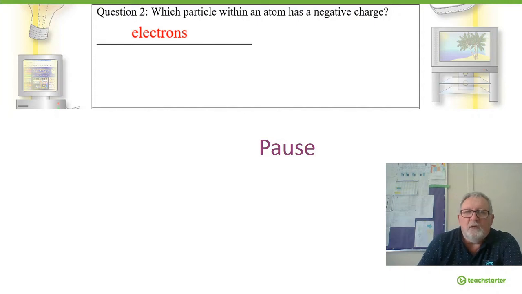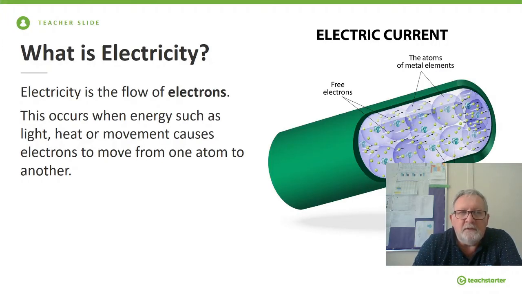How did you go? Did you say electrons? They have the negative charge. All right, let's move on to the next slide. What is electricity? Electricity is the flow of electrons. This occurs when energy such as light, heat, or movement causes electrons to move from one atom to another. If you want to have a look at that diagram in more detail, you can pause the video to do just that, but I'm going to keep going on to our question.